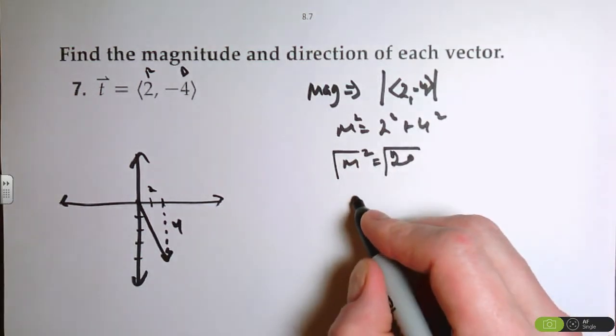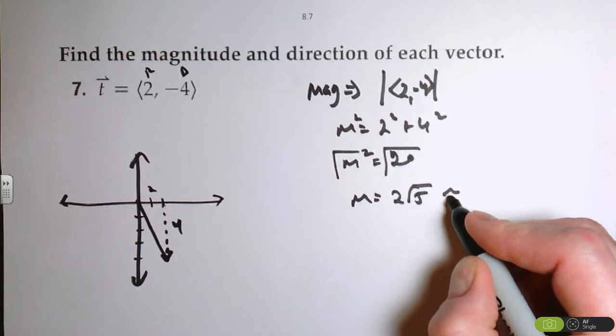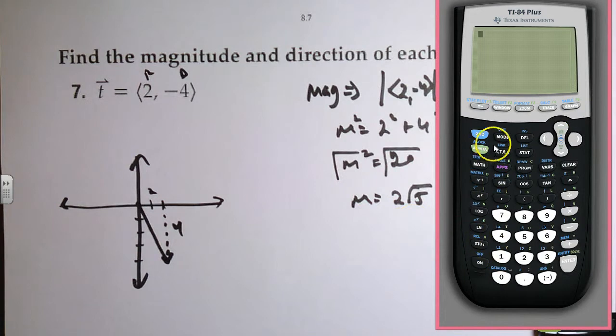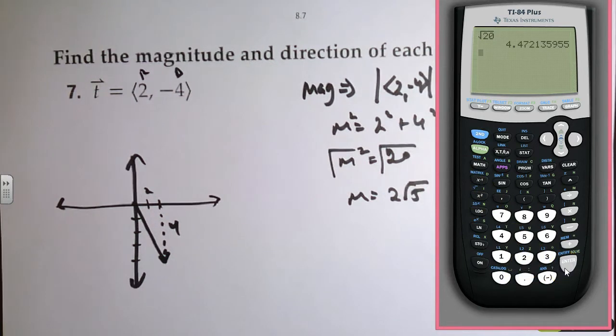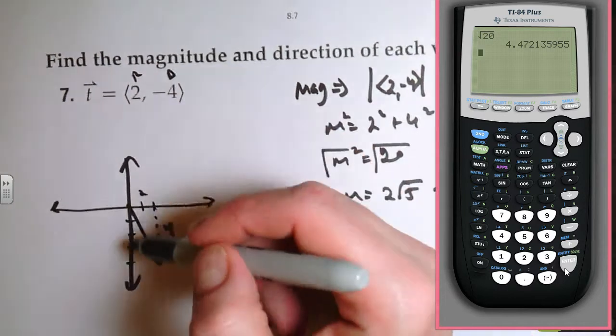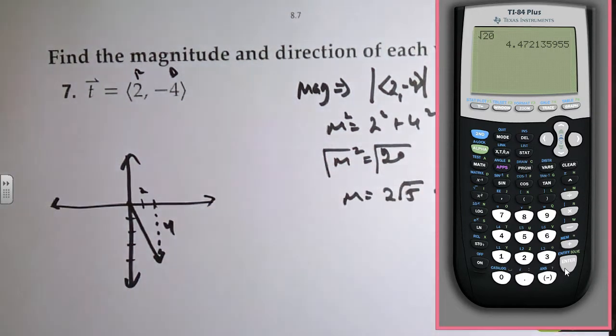Take your square root. Root 20 is really 2 root 5 as an exact answer, but as a decimal approximation, root 20 is somewhere between 4 and 5. Let's say 4.5. And again, magnitude is just the length. So this vector is 4.5 units long.